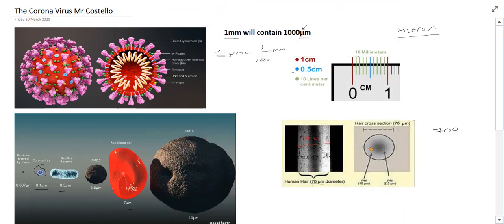Just to recap, 1 millimeter is this tiny space in between the two green lines. Within 1 millimeter, you have 1,000 what are called microns. We're going to be talking a lot about microns as well, because microns is the scale you're dealing with when you're looking at these tiny things, the coronavirus.